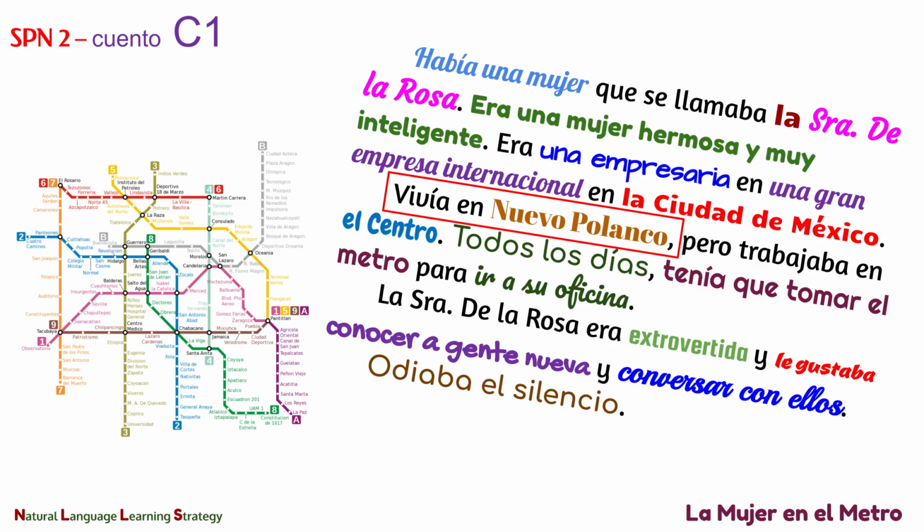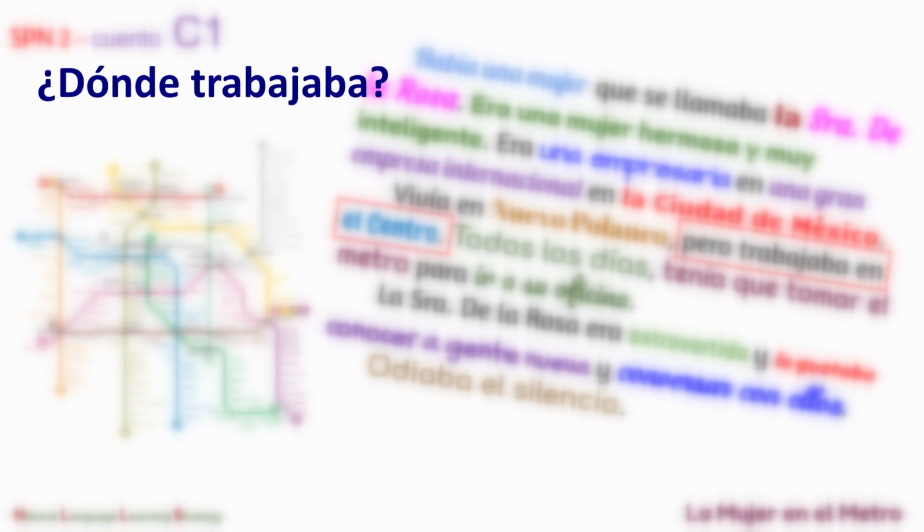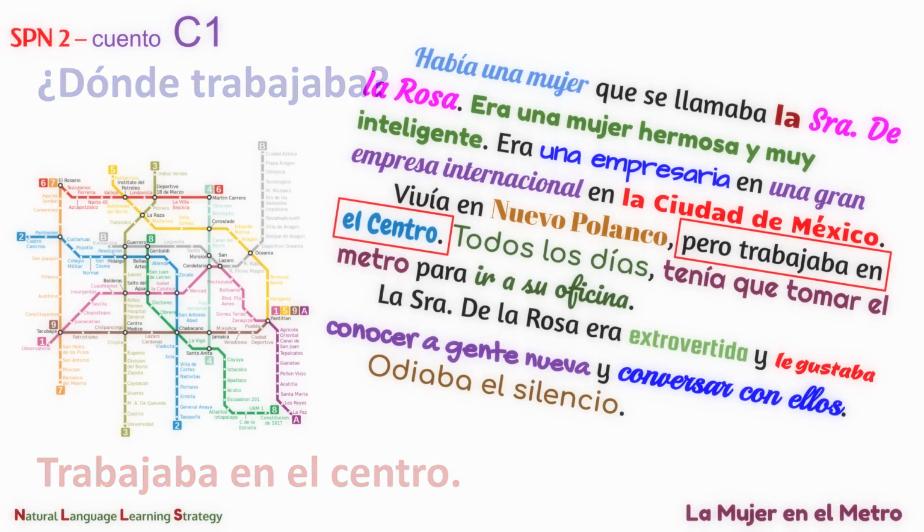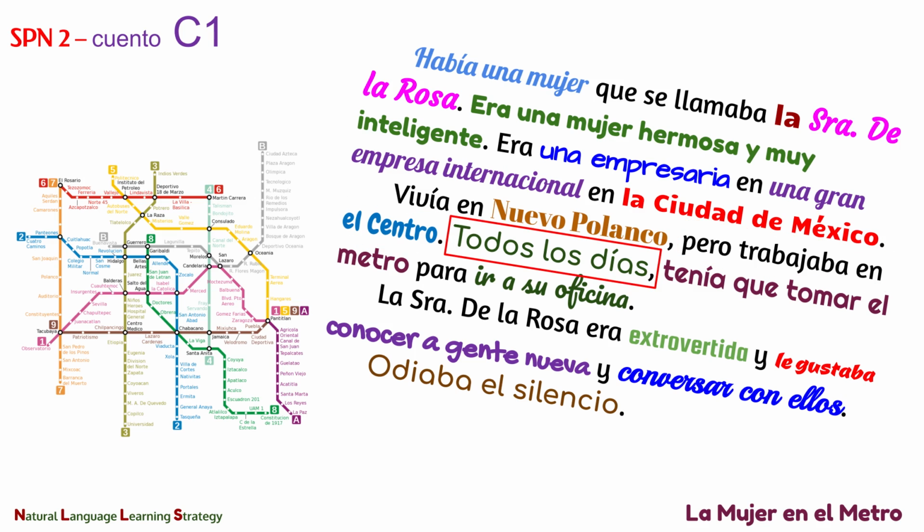In the same sentence it says, pero trabajaba en el centro. El centro is, of course, downtown. So, ¿dónde trabajaba? Where did she work? Trabajaba en el centro. She worked downtown. We continue with, todos los días tenía que tomar el metro para ir a su oficina. Todos los días is every day, so every day she had to take the metro or subway to get to her office, or in order to get to her office.